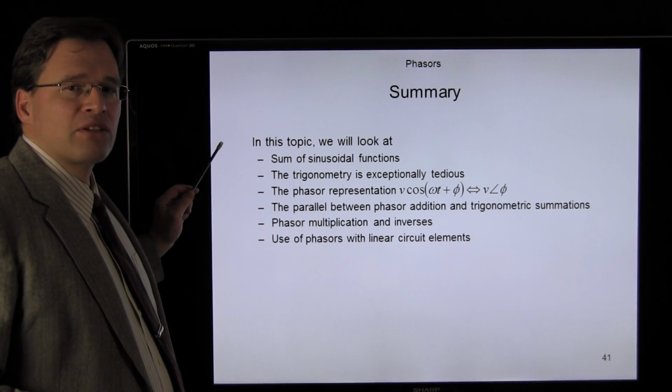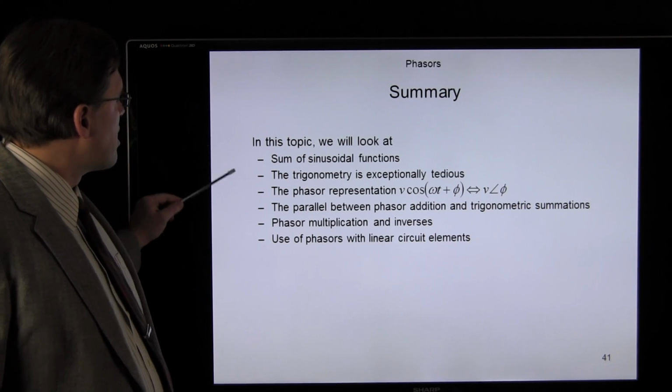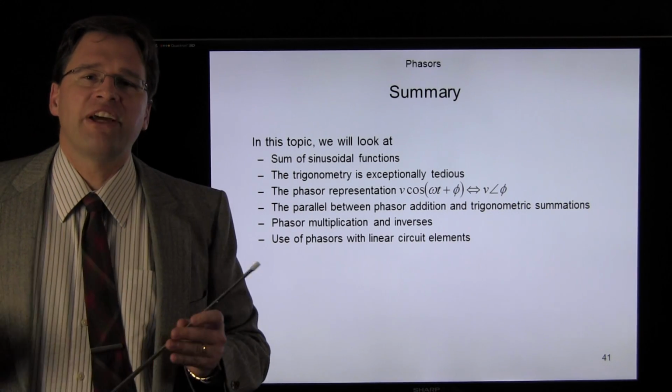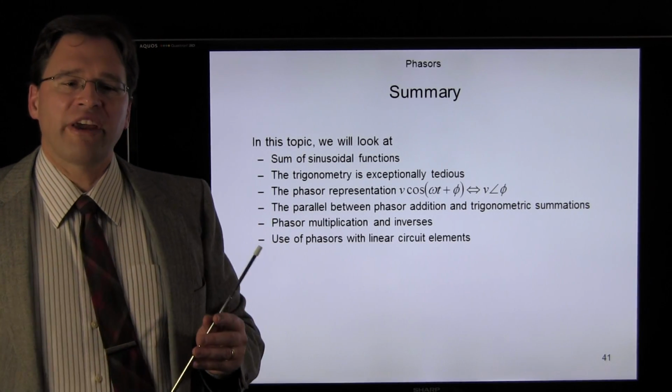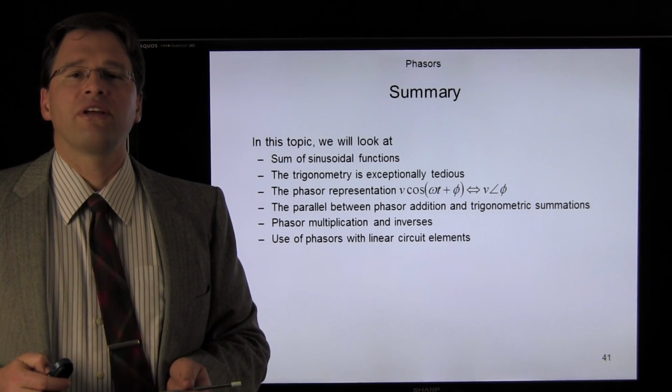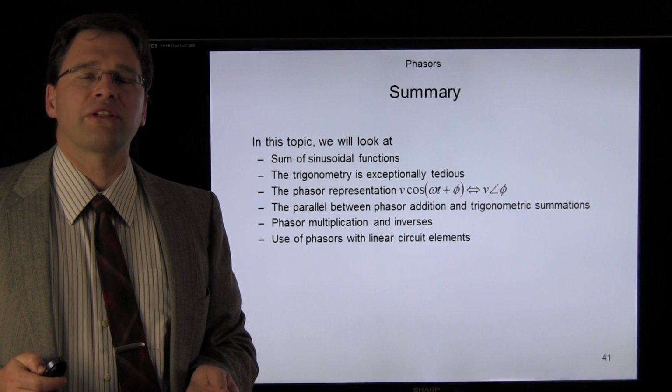We explained why this is true using complex exponentials, and then we described phasor multiplication and phasor inverses, and then we saw how we could use phasors to solve simple linear circuits.